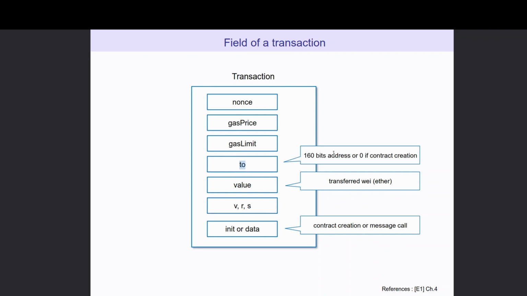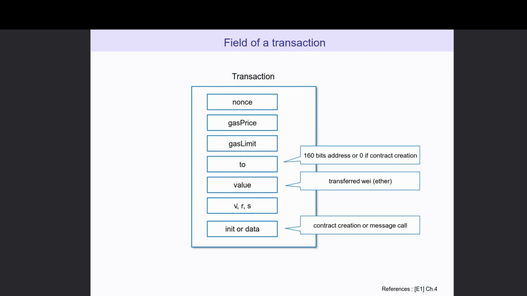Next, we have the recipient, which is either an address or 0 if this is contract creation. We have the value, which is the native coin value. In case of Ethereum, for example, it's Ether. So if this was Ethereum, then the value would mean how much Ether you want to send with your transaction.